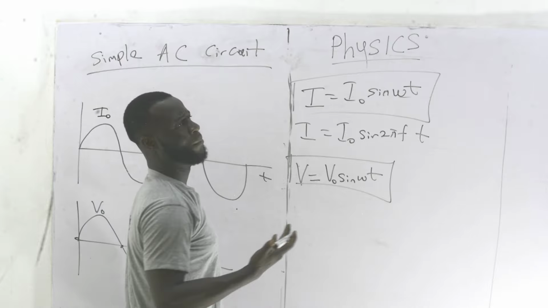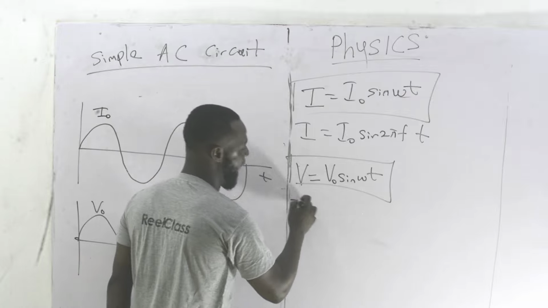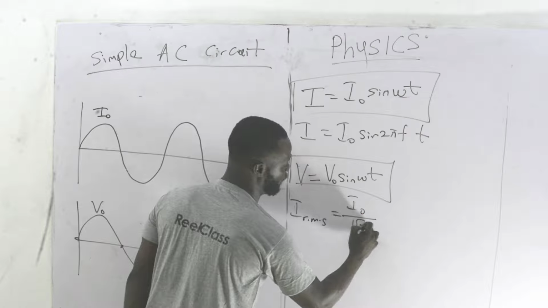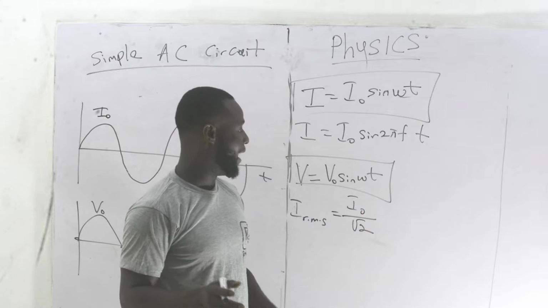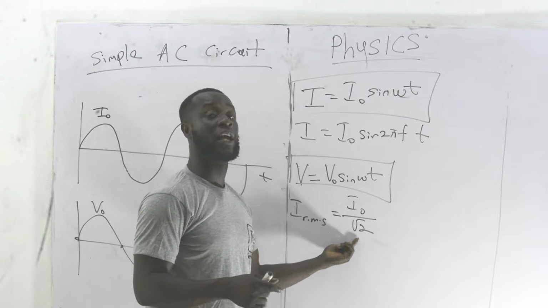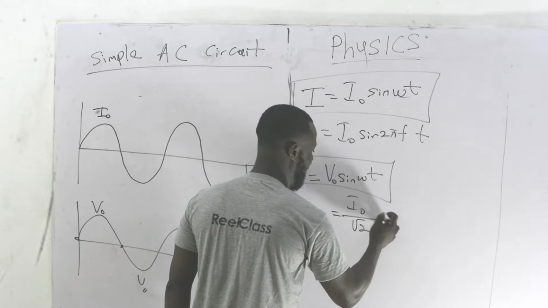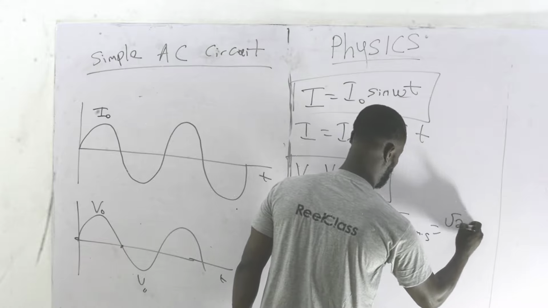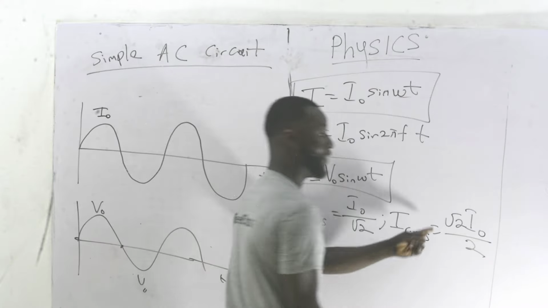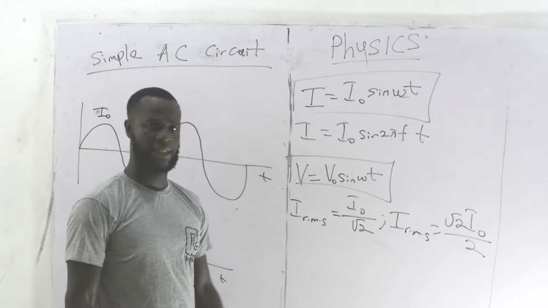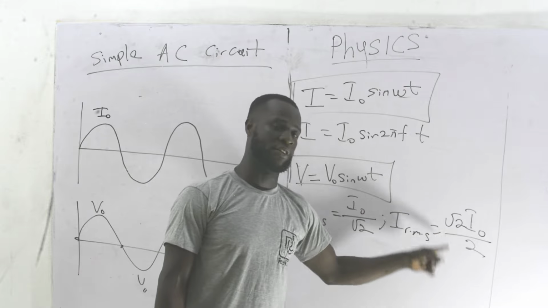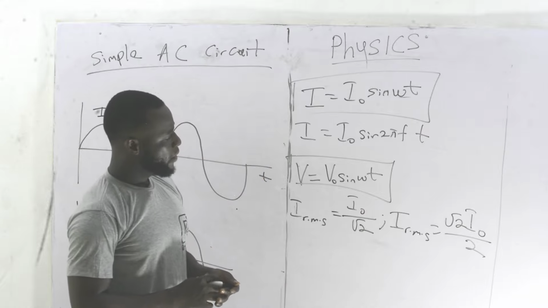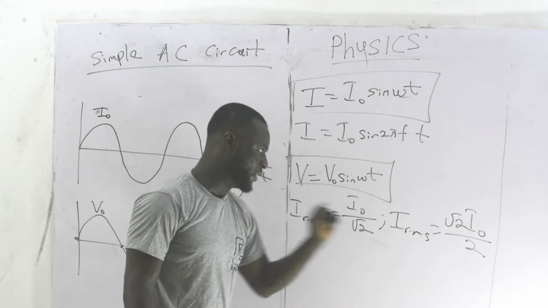Now, the root mean square current can be represented by this equation. IRMS, root mean square current, is equal to I naught divided by the square root of 2. And I can rationalize this, and then I can also have IRMS equals root 2 I naught divided by 2. That's if I rationalize. There are several ways I can express this. I can just punch this in my calculator and get a different value, I think 0.707 something I naught. So it's very important to know this.